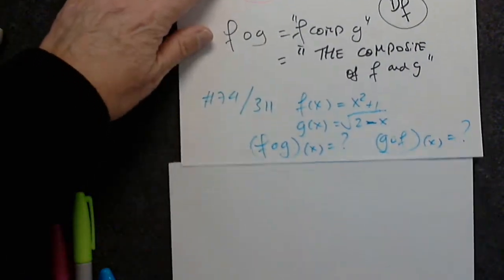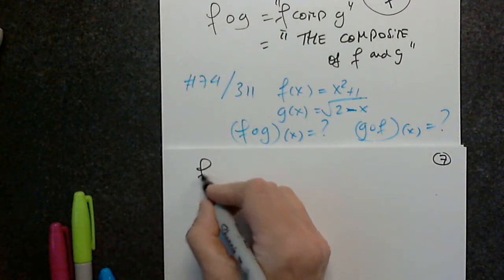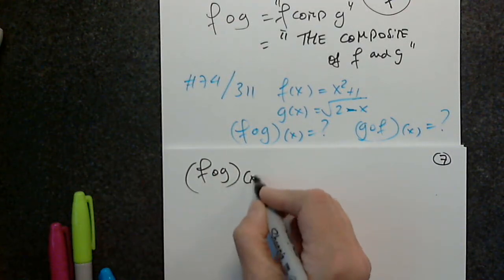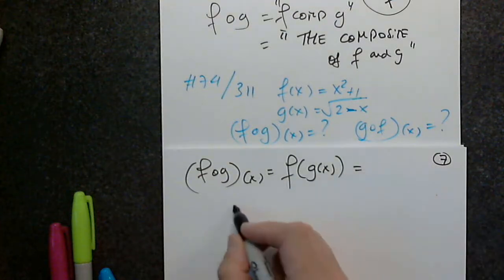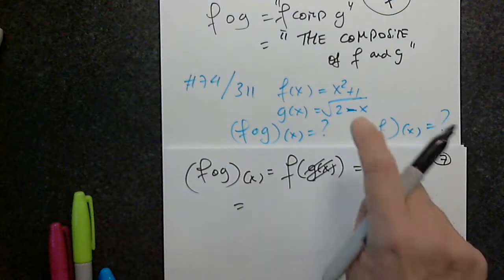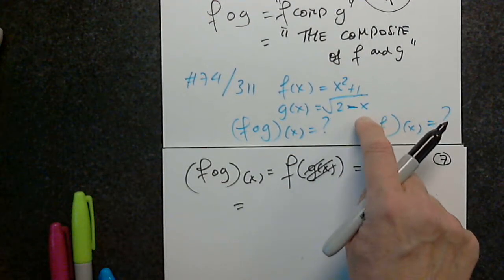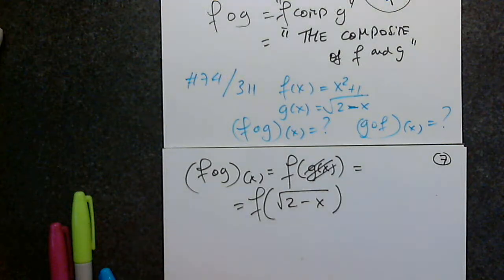Okay, so like before, we start with the definition. Please always write the definition so you don't make a mistake. F comp g represents f of g of x. And now, instead of g of x, I have to put the square root of 2 minus x. So this is f of the square root of 2 minus x.